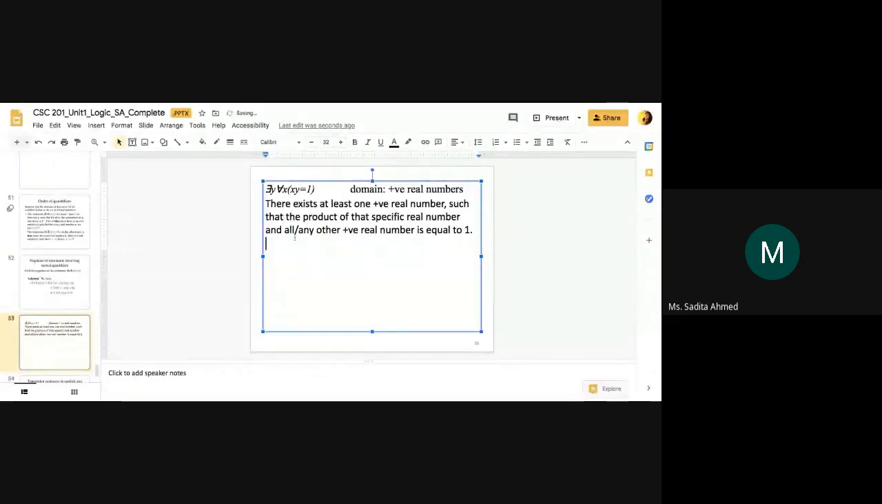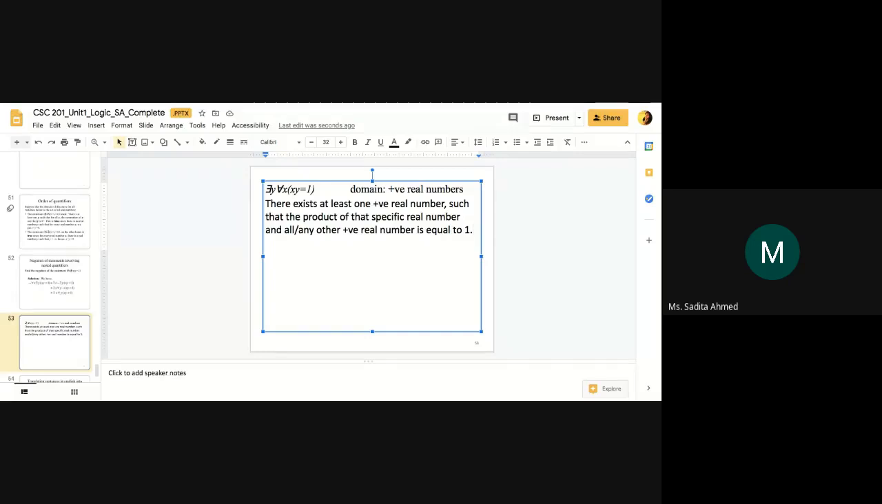Now, this is what it means. There exists at least one positive real number such that the product of that one real number with all other real numbers will give you 1. You have to find at least one real number such that the product of that real number with all other real numbers gives you 1, for the domain of positive real numbers. Is there any positive real number like that?